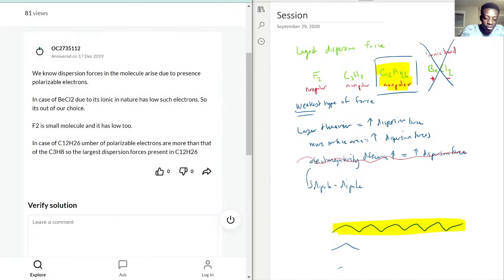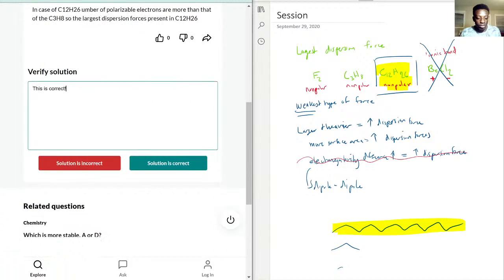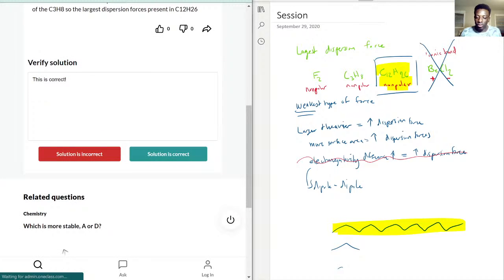Okay, and they did get it correct, and it did mention that beryllium chloride is ionic, so it's out. And then they also mentioned that because C12H26 is the largest one, that one is going to be our winner here.